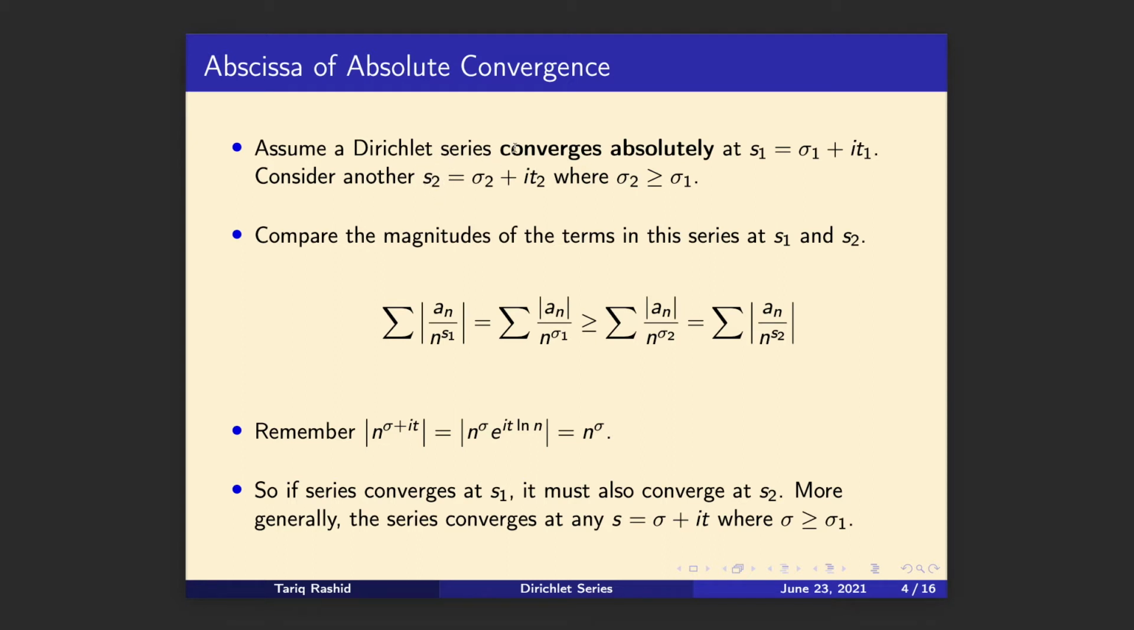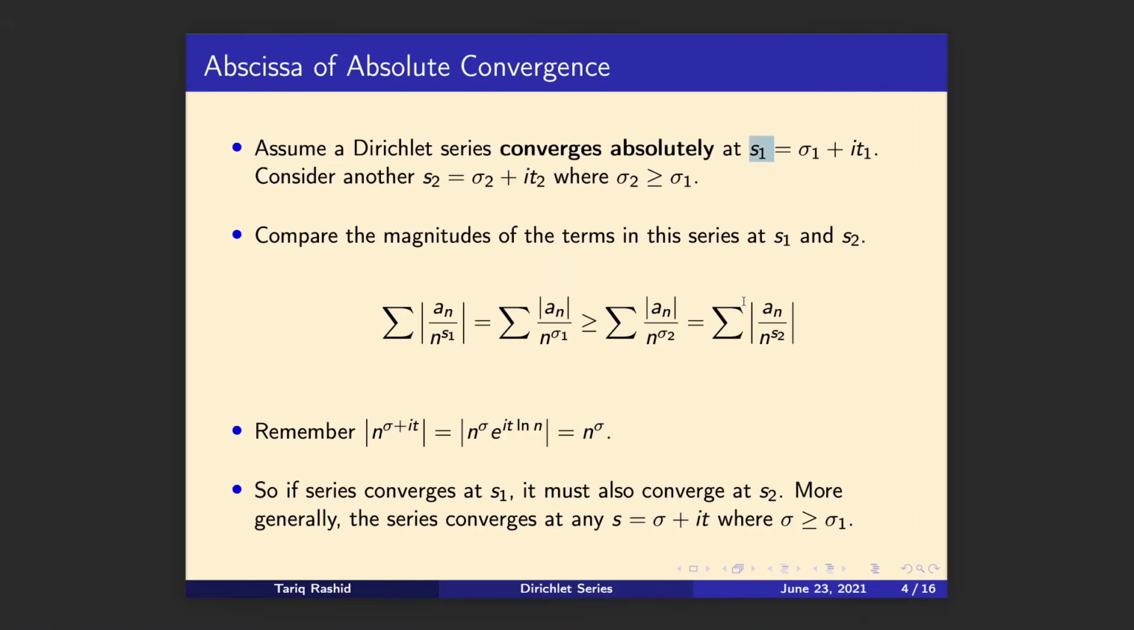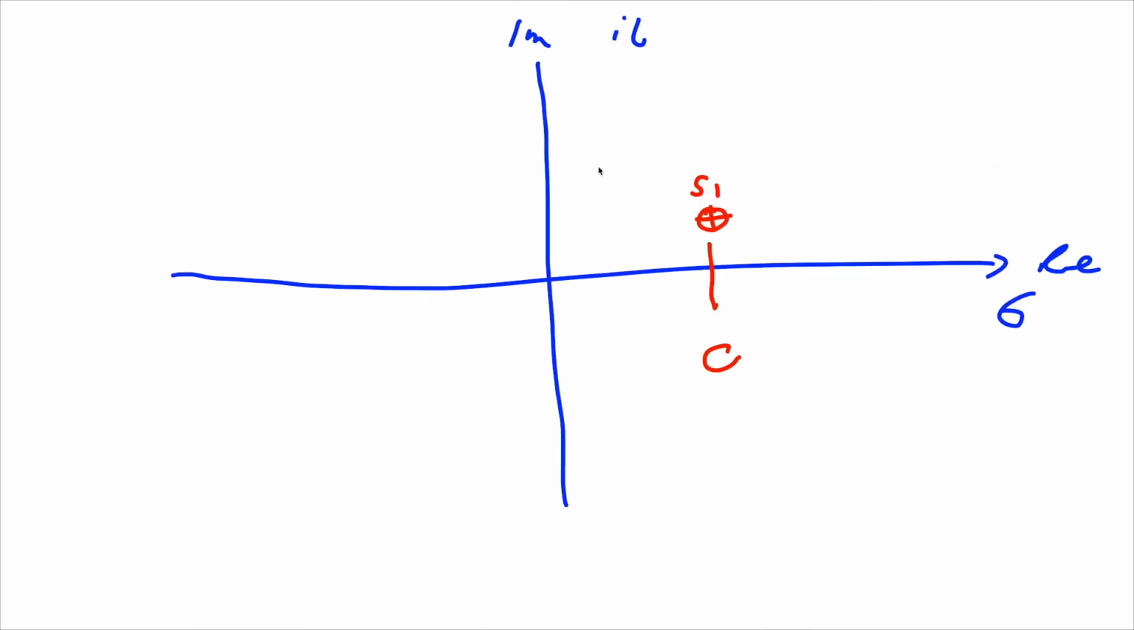So let's assume that a Dirichlet series converges absolutely at a point S1. Let's draw a picture. Let's have a point S1, and let's say a Dirichlet series converges there. That's the first thing we're saying. Actually, we're saying it converges absolutely. Now if we have another point S2 where the real part is bigger than the real part of the other one, that means it's to the right of it somewhere. Let's say here, S2. So the question is, does it converge or diverge there?